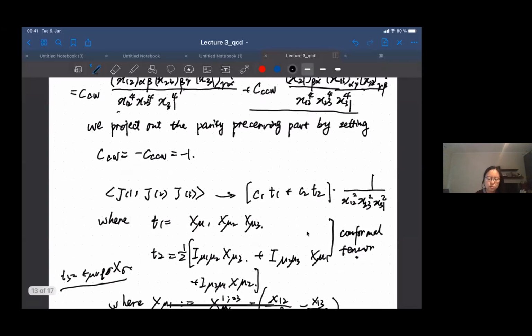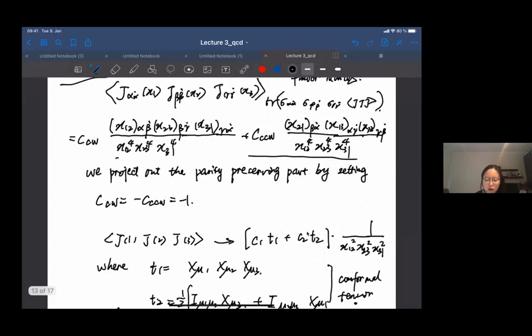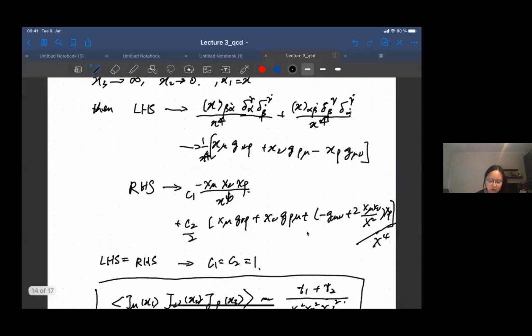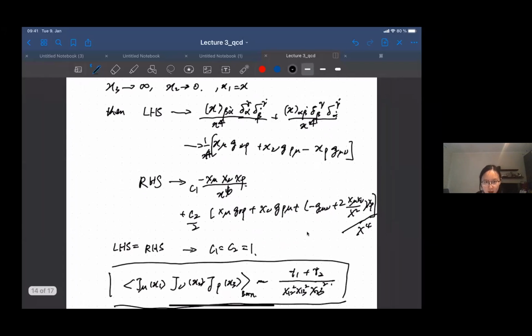And then we should be able to convert this expression into Lorentz notation. But we can also do it in a more quick way. Since we know we only need to fix two coefficients, we can always send 1 point to infinity, 1 point to 0. This corresponds to a gauge fixing. So after doing that, you can send x3 to infinity, x2 to 0, and x1 we place at x.